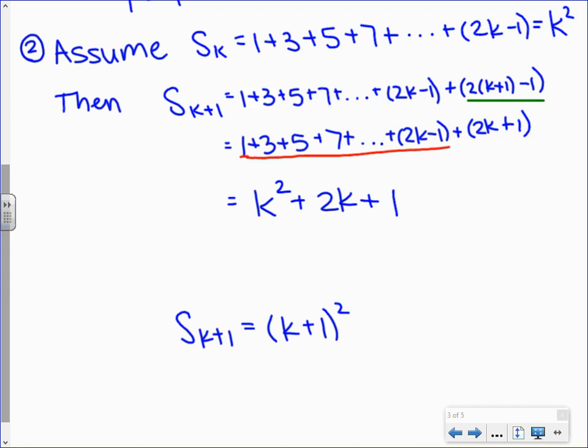That was intentional. That will happen every time, where you can replace the s sub k sum with whatever you assumed that it was equal to. Now, k squared plus 2k plus 1. Think we can factor that? Oh, k plus 1 times k plus 1, which is the same thing as k plus 1 squared. We got there.